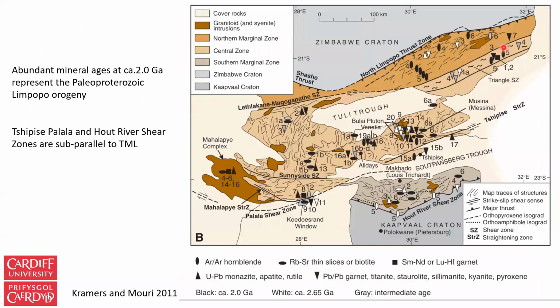Just to emphasize that, here's a compilation of mineral ages from Jan Kramers and Hurry, and all the black symbols that you can see in this map of the central zone, the northern marginal zone, the southern marginal zone, and the Limpopo Belt, all of those are early Proterozoic mineral ages, testifying to the intense tectonic activity that was going on. And of course, in the middle of the central zone, there was also very high-grade metamorphism in that early Proterozoic event.